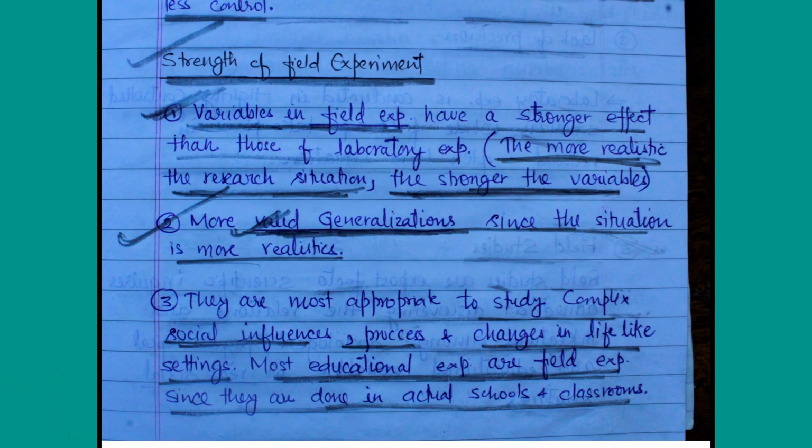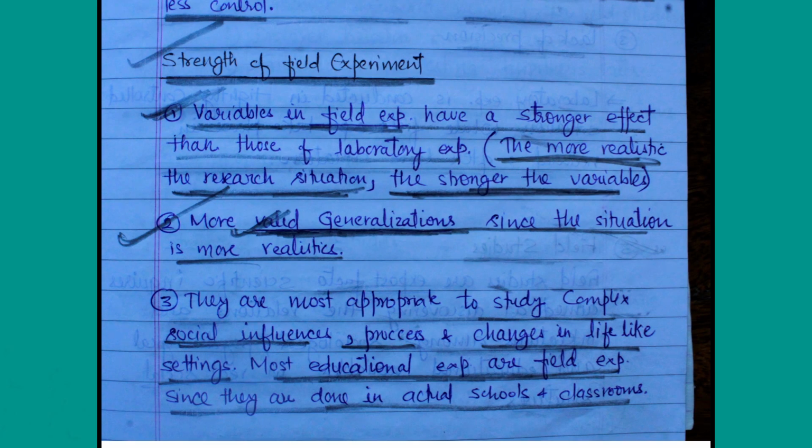Variables in field experiment have a stronger effect than in the laboratory experiment, because a laboratory experiment is not a realistic situation, it's a lab situation. But in field experiment, the results which will come will be more valid, will have a stronger effect, because you have done the research in the field. That's why field experiments are always preferred, unless the laboratory experiments are based on pure sciences.